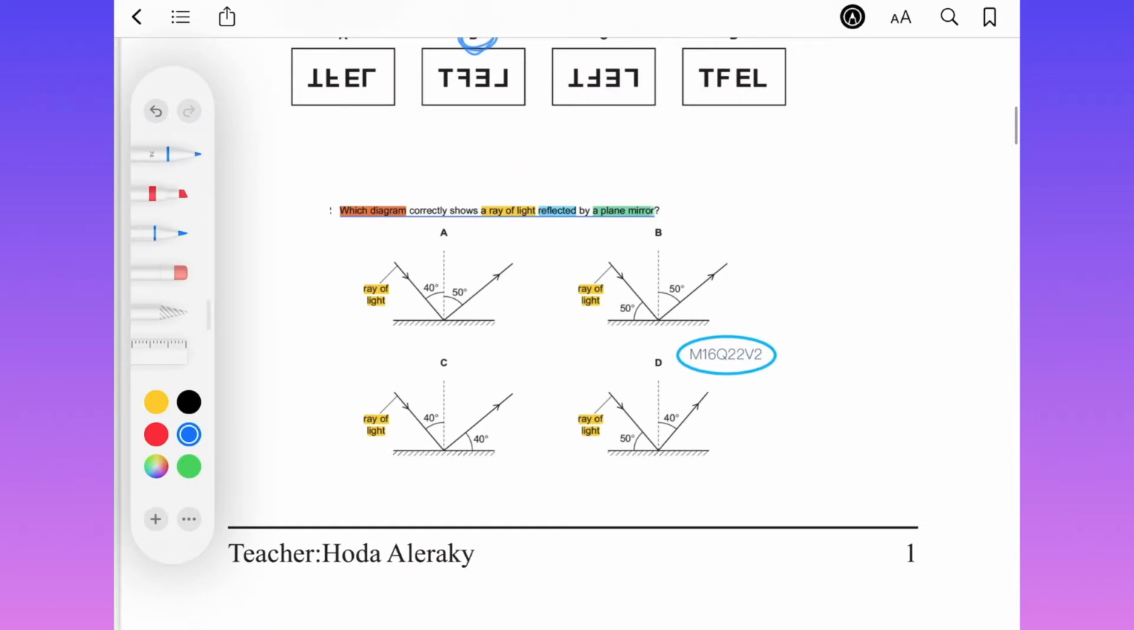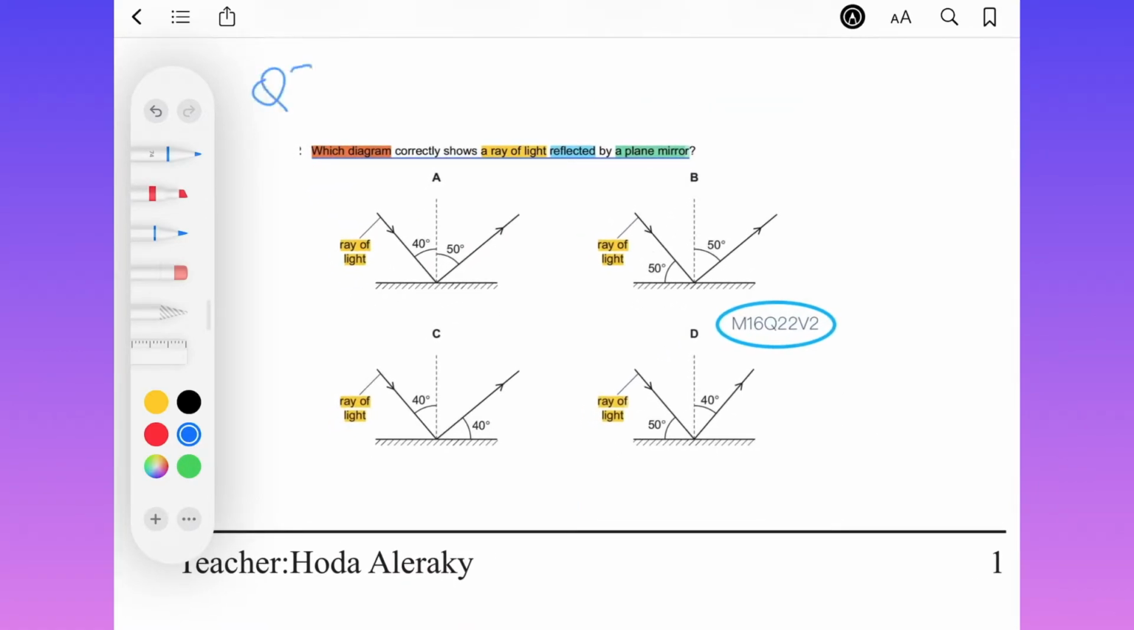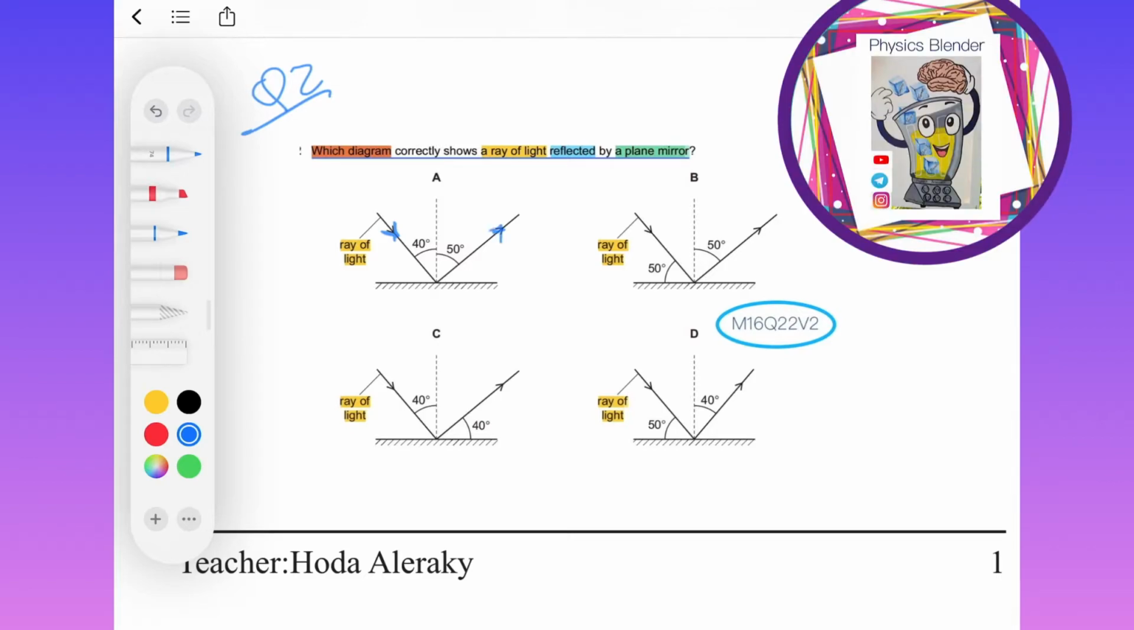Okay, question number 2. For the answer to question number 2, you have to check that the law of reflection is applied and the direction of the arrow. The direction of the arrow is very important. Okay, so here we have the incident light ray and here the reflected light ray. The angles should be equal to each other. So number 1 is excluded, A is excluded. Okay, here this is the normal at right angle to the reflecting surface.